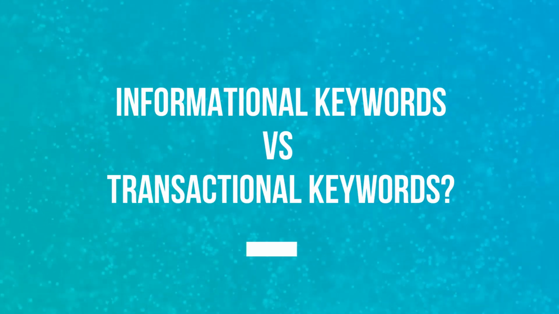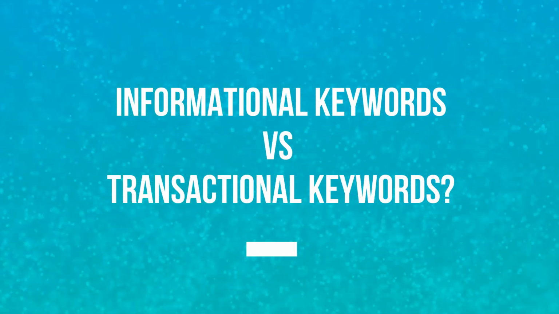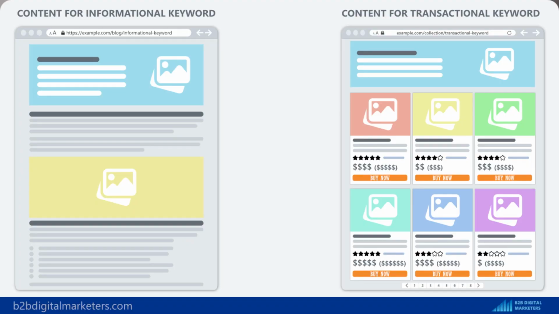What are the differences between informational versus transactional keywords? Informational keywords are used by buyers who are looking for information or knowledge about a specific topic. Transactional keywords, on the other hand, are used by users who are actively searching for a product or service and are ready to make a purchase and just want the best deal. In addition to differences in the intent of the users searching for informational and transactional keywords, the specific content types that appear for each type of keyword can also vary.